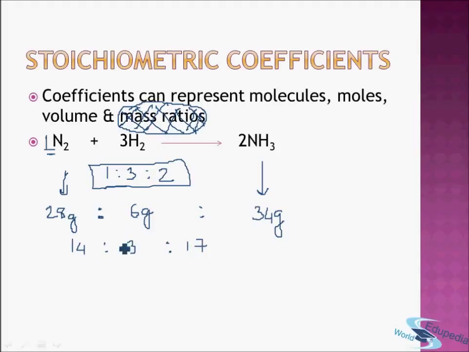So nitrogen and hydrogen will always react in mass ratio of 14 is to 3 and the product will be formed in the ratio of, that is 14 is to 3 is to 17. So this represents mass ratio for this reaction.